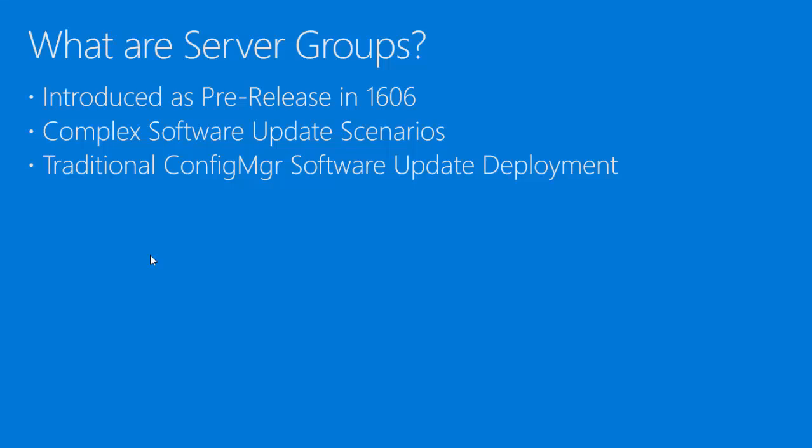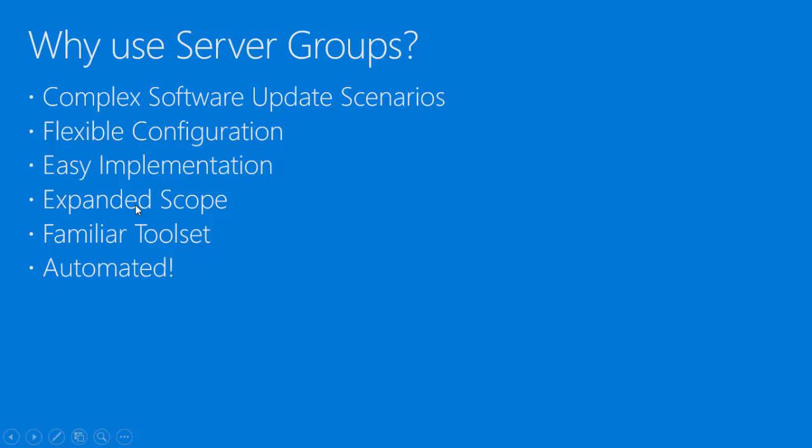But I'm still going to put an asterisk here around software update deployment. It is true, and you'll hear me say a couple of times probably, that server groups only work with software update deployments. But there's an asterisk there, and we'll cover the asterisk near the end of the session. So why do we use server groups?